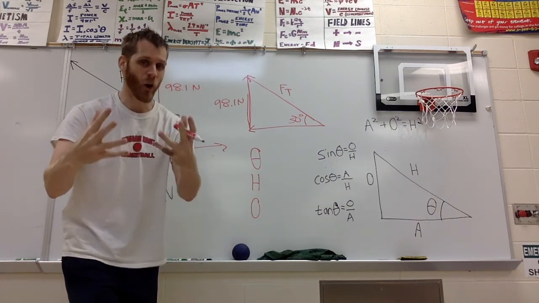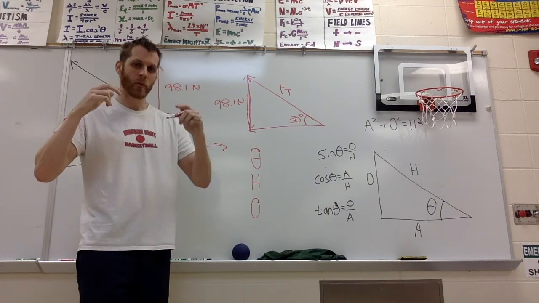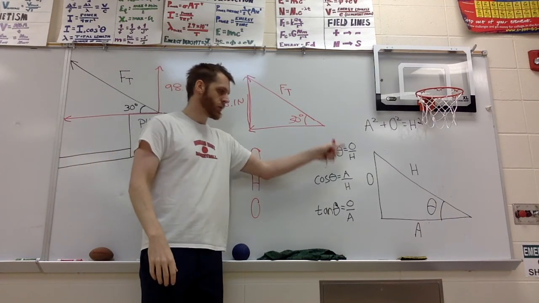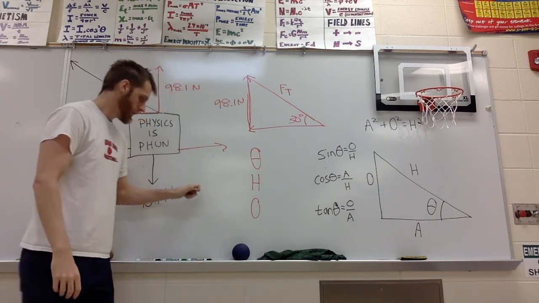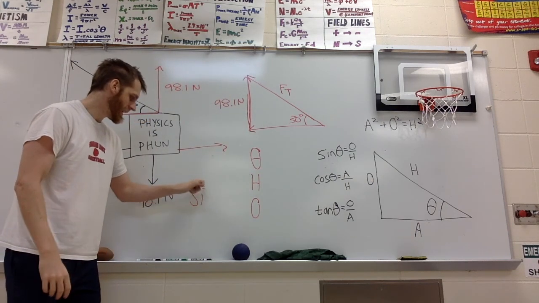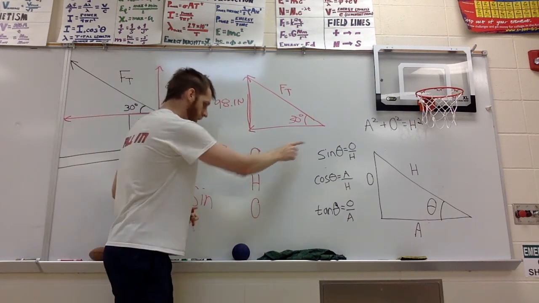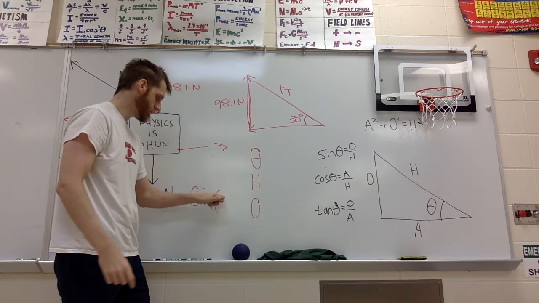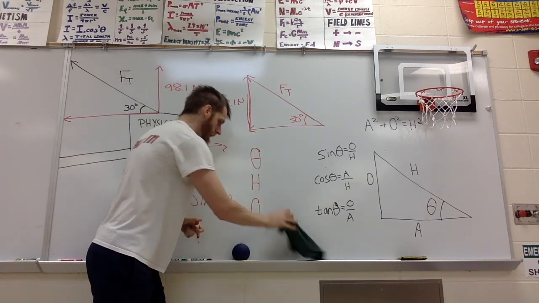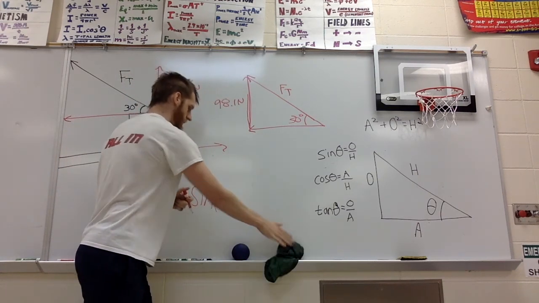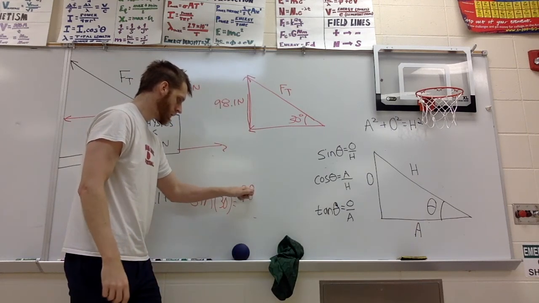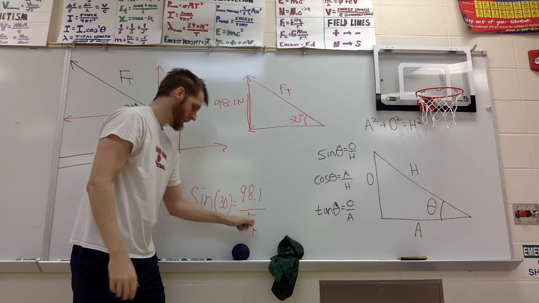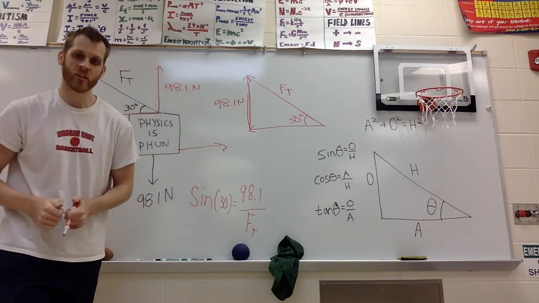And the reason I said so dramatically is that you can remember it with SOH CAH TOA. And so it's sine, S-O-H. So we have sine of the angle equals opposite over hypotenuse. So I put in sine of 30 equals opposite, which would be 98.1, over hypotenuse, which is Ft. Now I have my equation. Now I just have to rearrange it and solve.